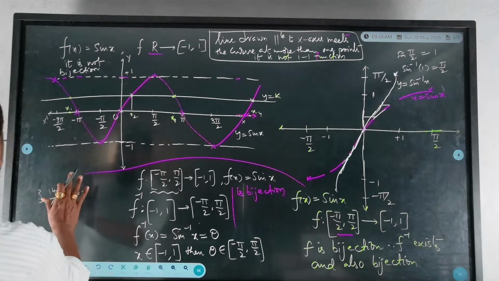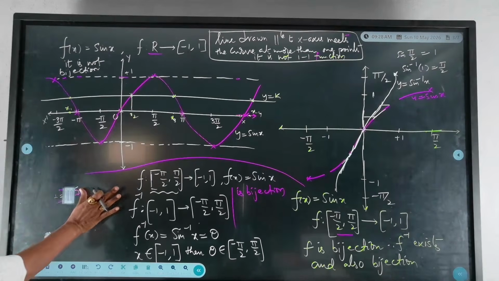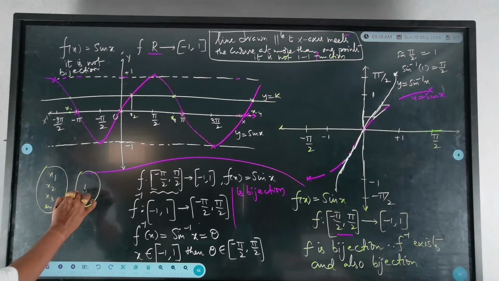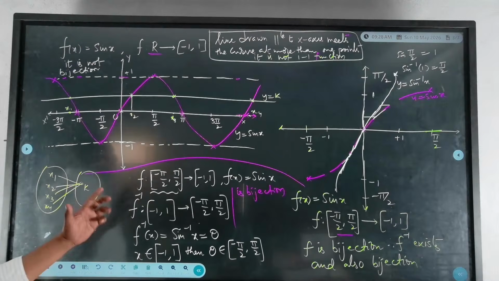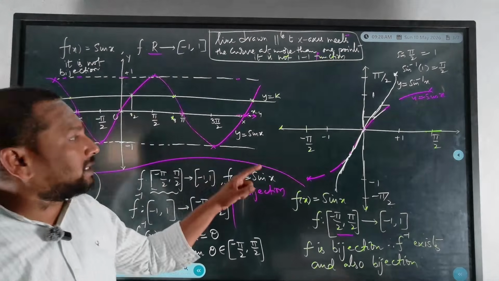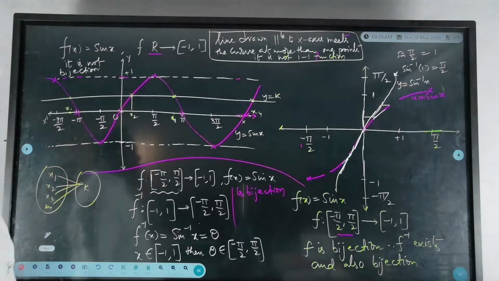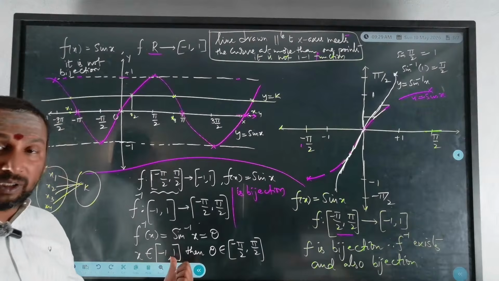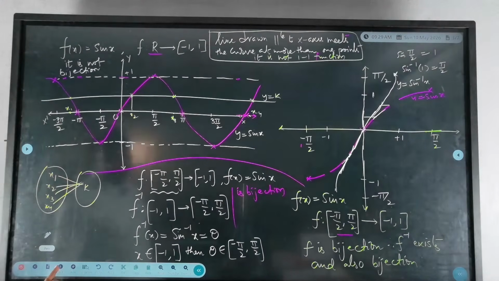It means for different pre-images, there will be same image. So it's not 1-1. Even though it is onto, it's not 1-1. So if the domain is restricted to minus pi by 2 to pi by 2, then it is onto and 1-1, inverse exists. And sine inverse domain is minus 1 to 1. Sine inverse range is minus pi by 2 to pi by 2.